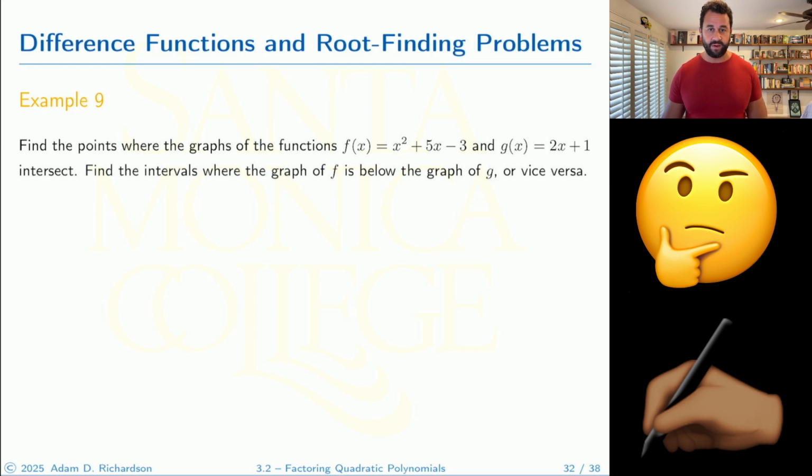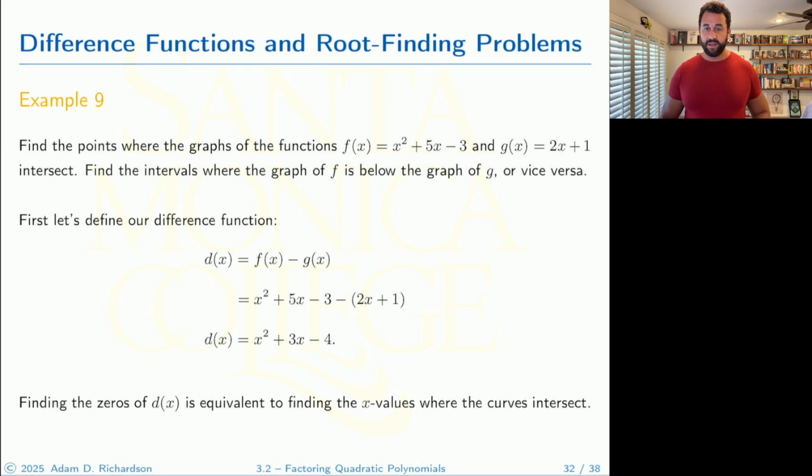Right, here we go. Okay, so let's define the difference function first. We're going to call it f of x minus g of x. We're going to plug in the formula for f, plug in the formula for g. Remember, parentheses are your friends. Parentheses are your friends, okay? Now we're going to simplify. So our difference function is given by this polynomial here.